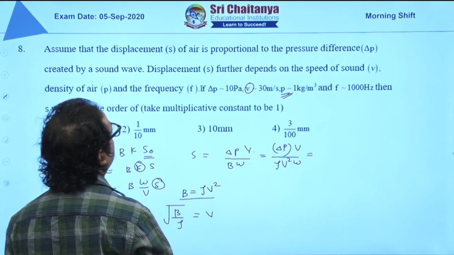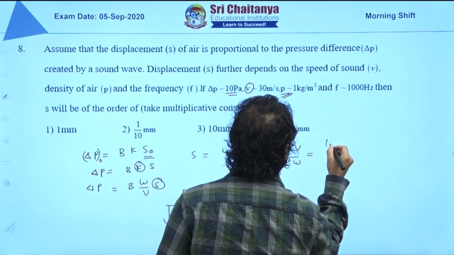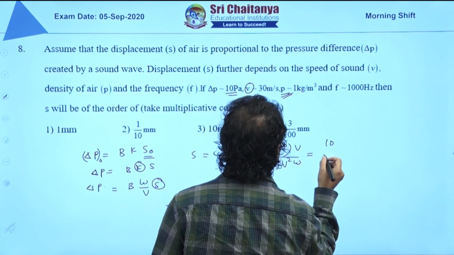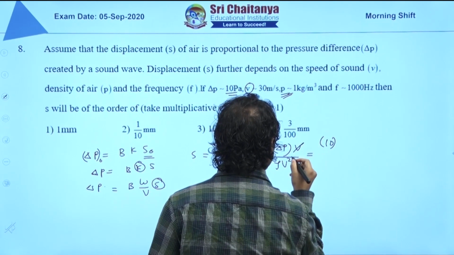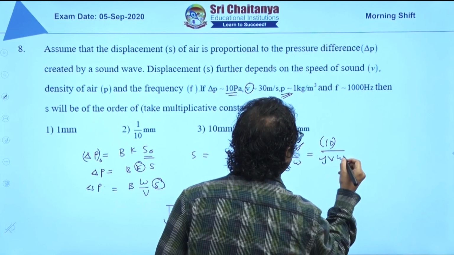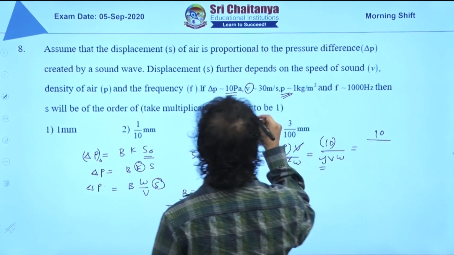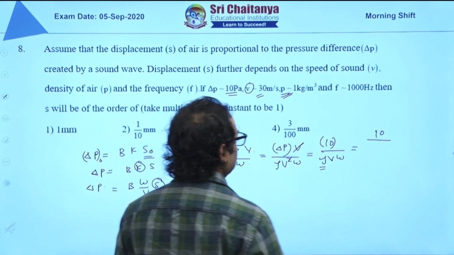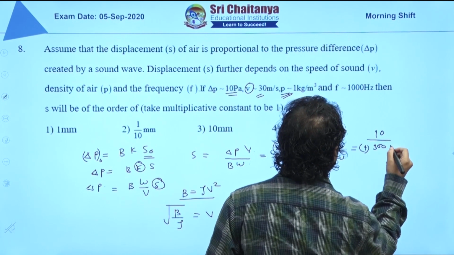So basically the delta P value is given, it is 10 Pascal. So just write 10, and this V is cancelled. So simply we can write divided by rho into V into omega. Rho is 1, density is given. So 10 divided by 300, it cannot be 30, it is 300 only. So this is 1 into 300 into omega.